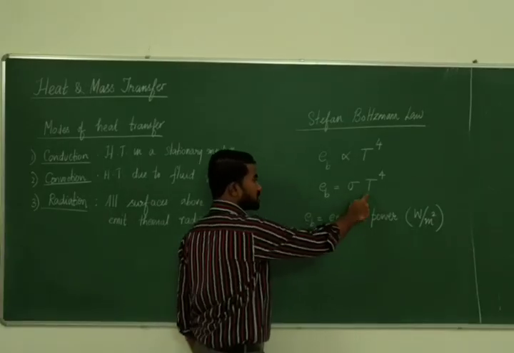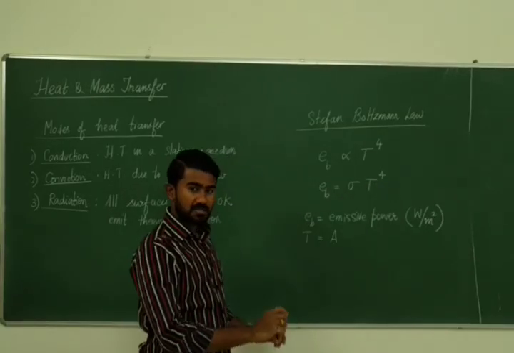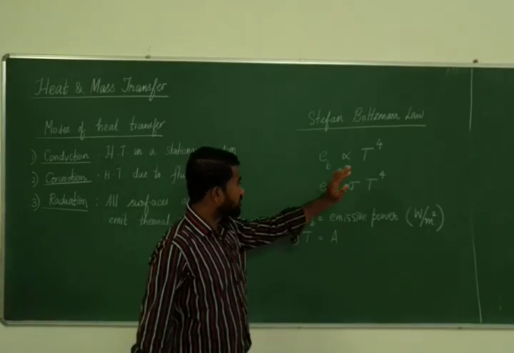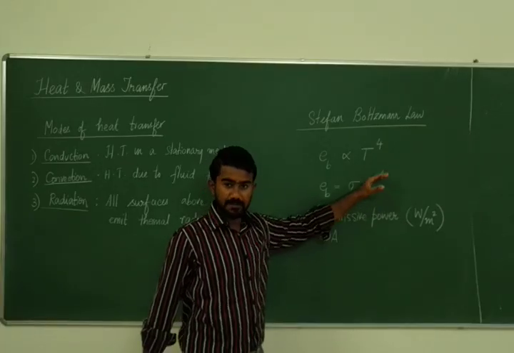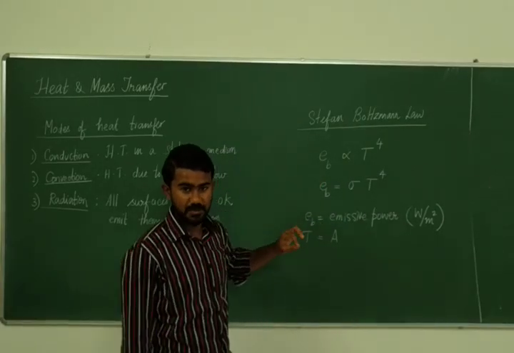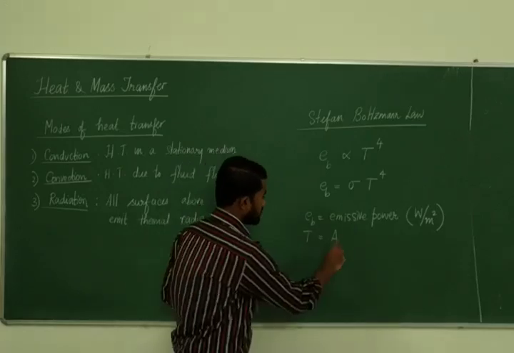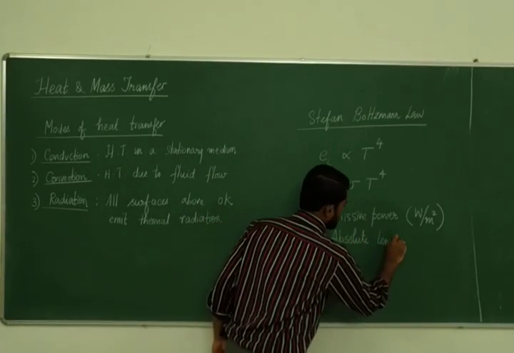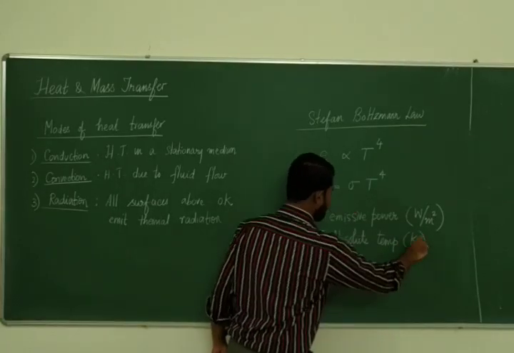Here in radiation, because you have temperature to the power 4, it is always the absolute temperature. You cannot use degrees Celsius here. Whenever you do a radiation problem, you have T to the power 4, so you always substitute the absolute temperature, that is temperature in Kelvin. So T is the absolute temperature. It is always in Kelvin.